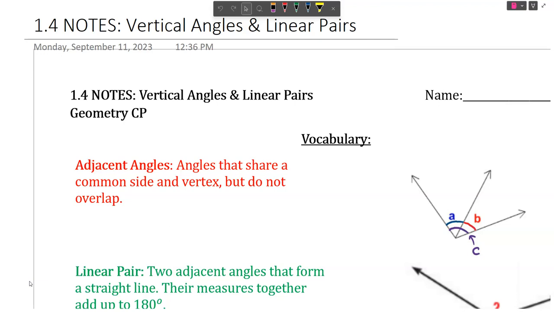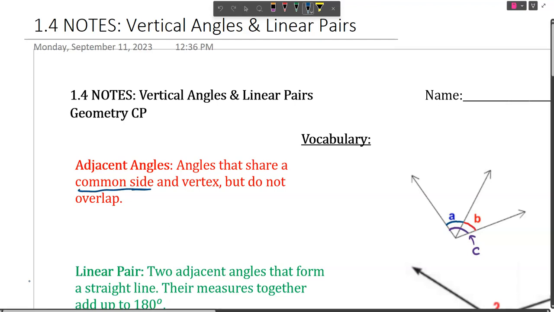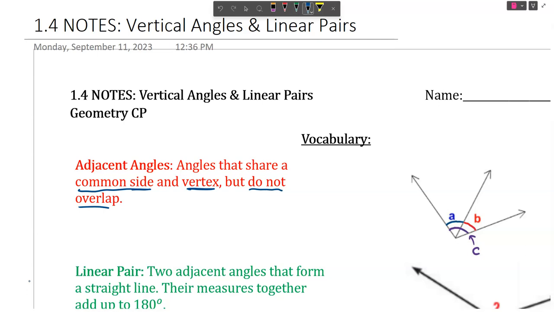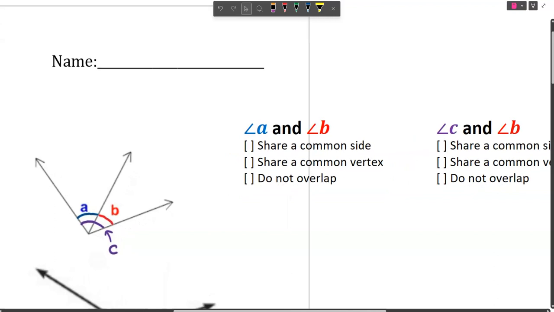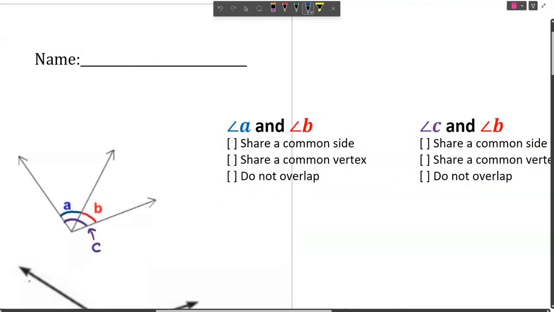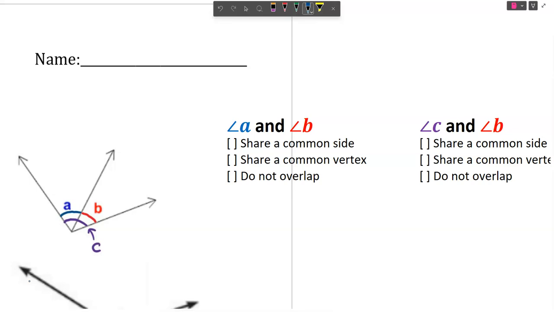The first one we've already spoken about in the course, and that is adjacent angles: angles that share a common side and a common vertex, but do not overlap. To reconfirm that definition, I have this drawing where angle A is labeled in blue, angle B labeled in red, and then angle C, which is the combination of A and B, is here in purple.